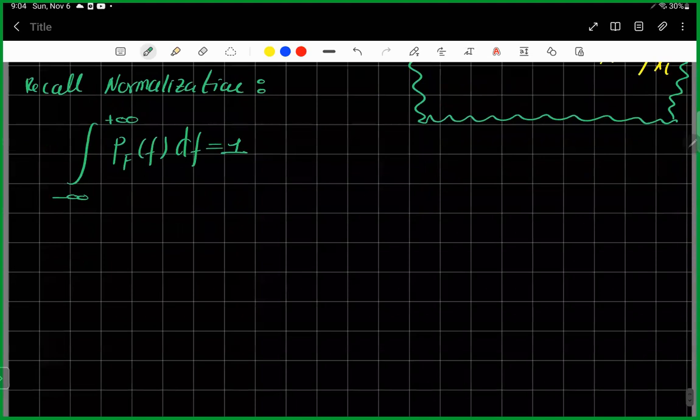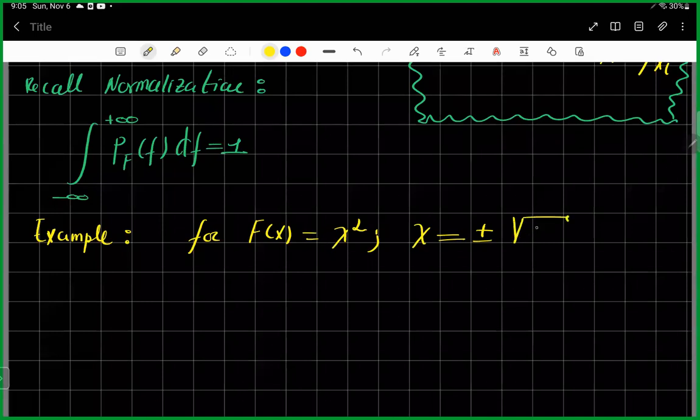Okay, very good. Now let's consider an example. For f of x equals x squared, x is equal to plus or minus the square root of f, okay?